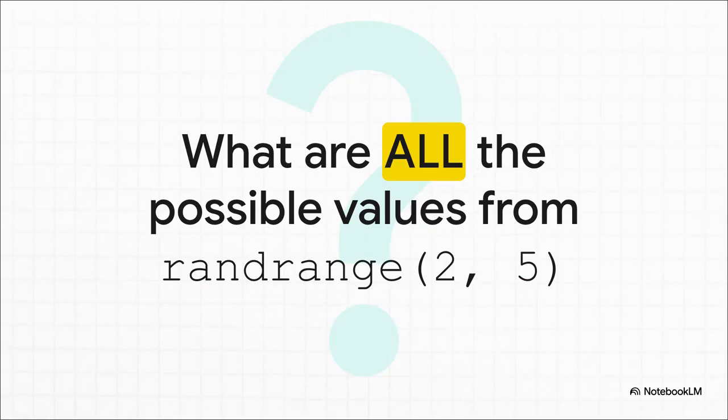Okay, pop quiz. Let's see if you've got it. Based on that rule we just talked about, if you see the code randrange(2, 5), what are all the possible numbers you could get back? Think about it for a sec. The answer is B. You could get a 2, a 3, or a 4. But remember, you'll never get the high value, which is 5. If you got that, you're crushing it.